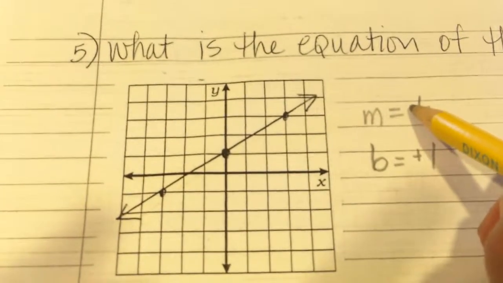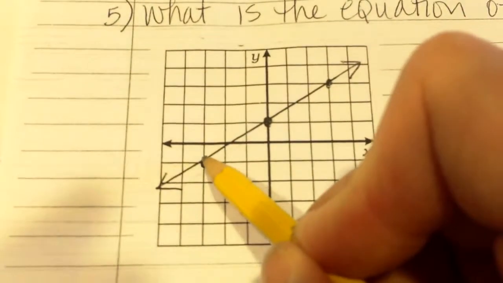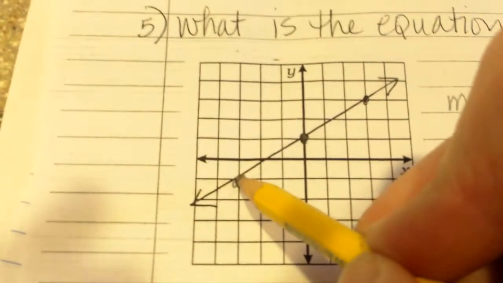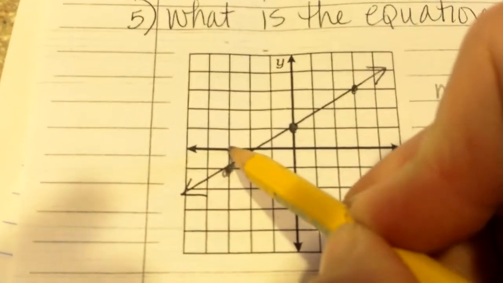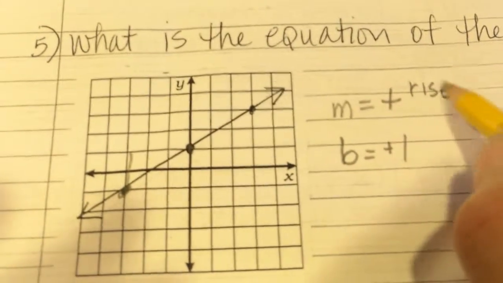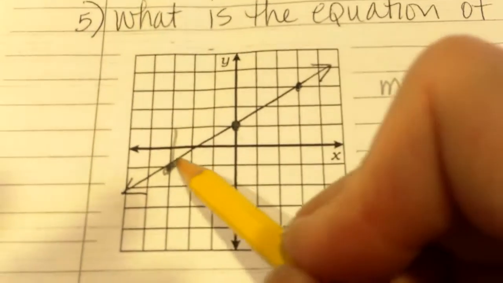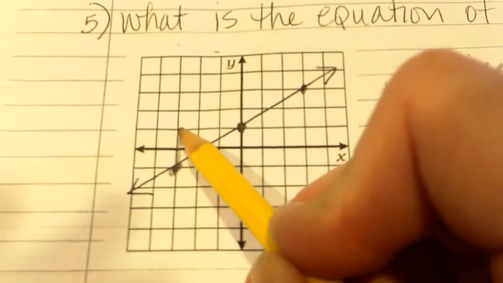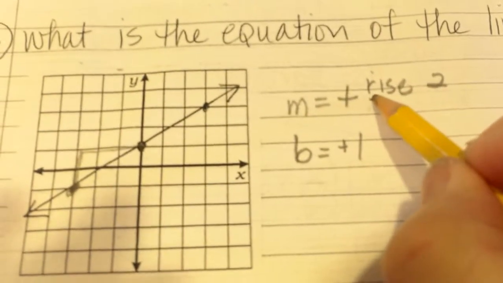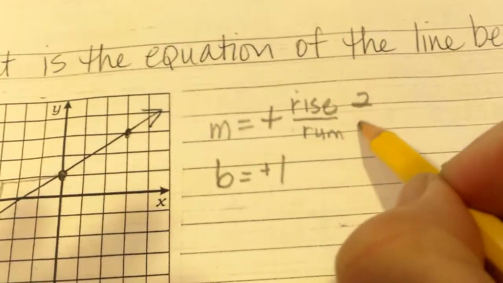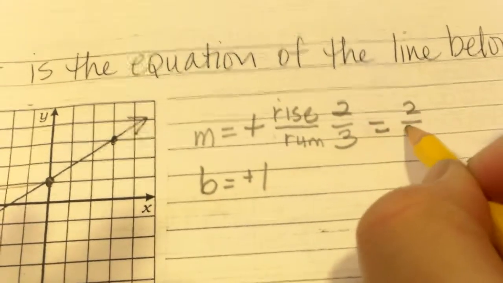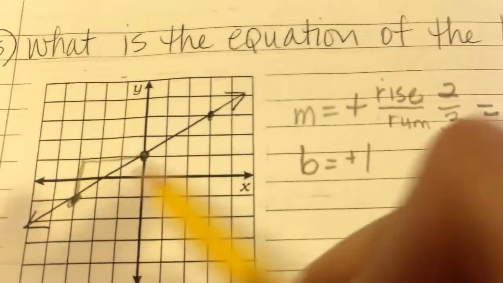Well, I'm going to pick any 2 points. So I think I'm going to pick this point and this point, and I'm going to make a slope triangle. I'm going to start at the lower point, and I'm going to rise 1, 2. So my rise is 2. And after I rise 2, I'm going to run positive 1, 2, 3. And my run is positive 3. So my slope is positive 2 over positive 3. That's a positive fraction. This is going uphill.